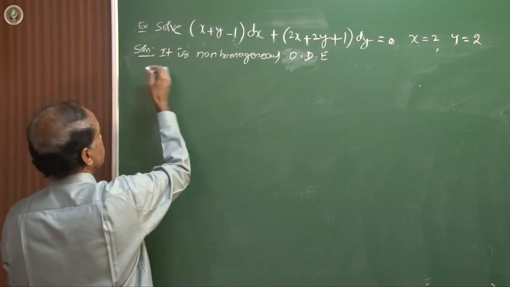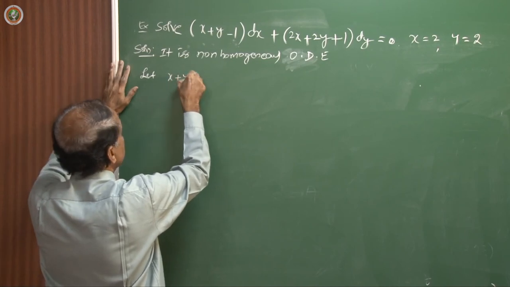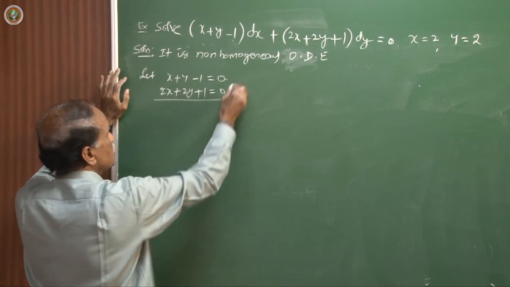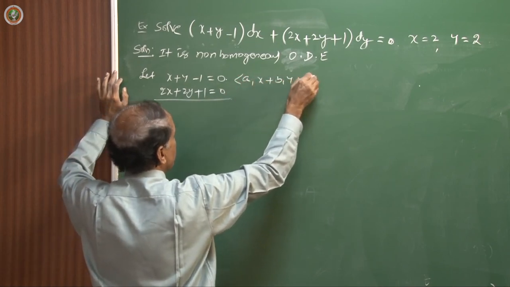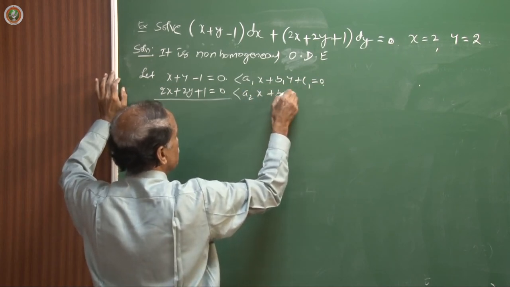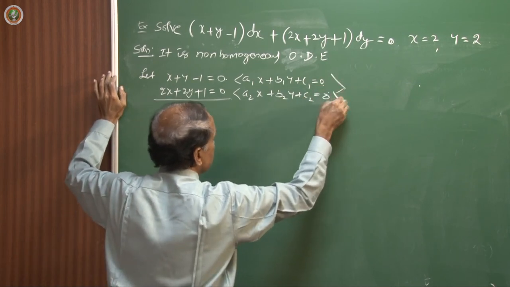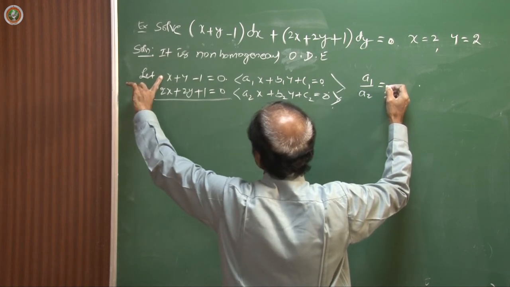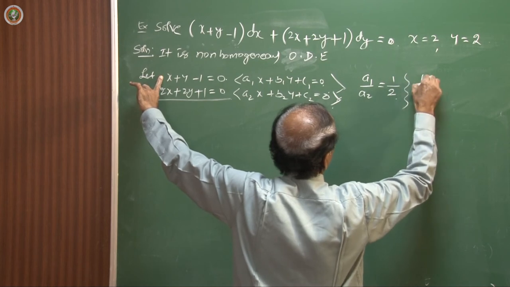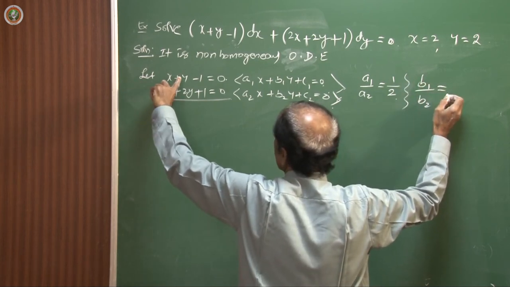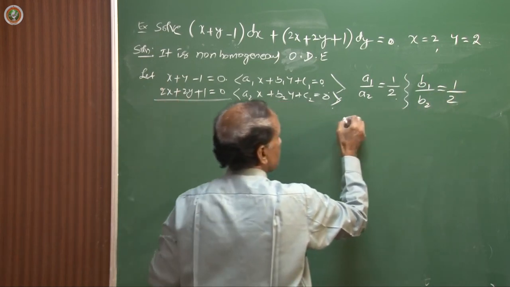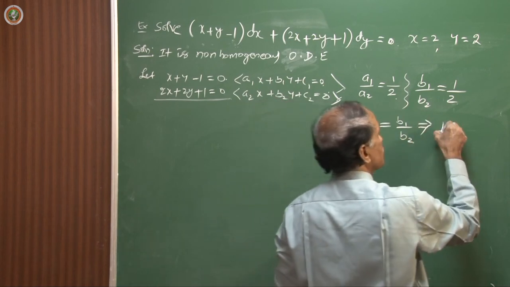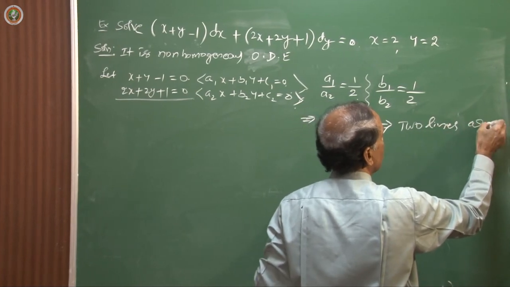Okay. So now, we will take the coefficients as straight lines, that is x plus y minus 1 equal to 0, 2x plus 2y plus 1 equal to 0. Here this will be compared with what? A1x plus B1y plus C1 equal to 0, A2x plus B2y plus C2 is equal to 0, right? Then with this, what is your conclusion? A1 by A2, A1 is 1, this is 1 divided by 2, and B1 by B2 means 1 divided by 2, that is a coefficient of y. So it is clear that A1 by A2 is equal to B1 by B2, implies two lines are parallel.